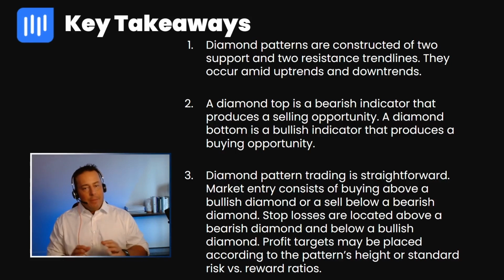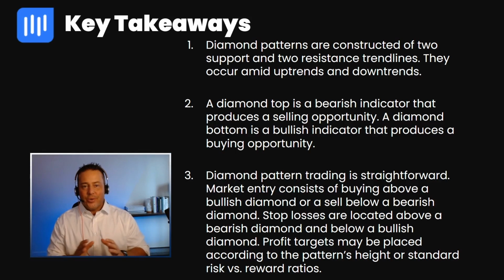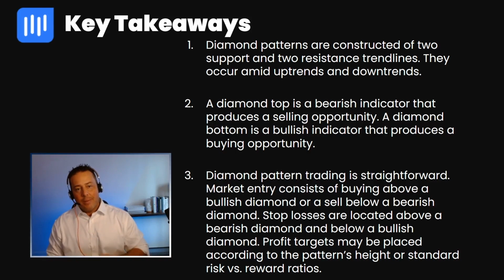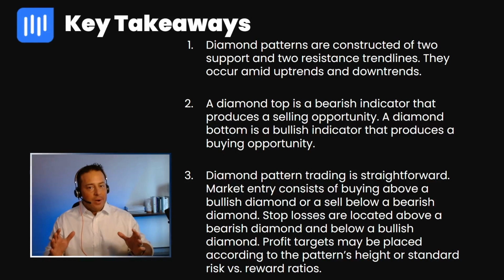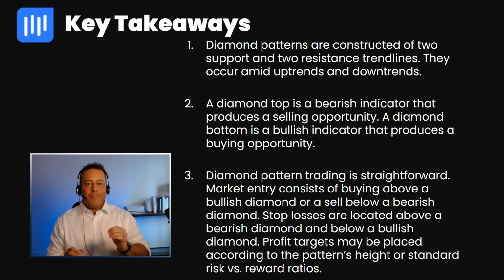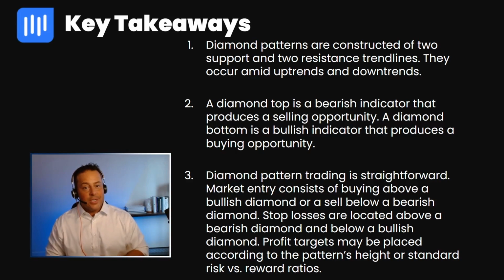Number three, diamond pattern trading is straightforward. Market entry consists of buying above a bullish diamond or selling below a bearish diamond. Stop losses are located above a bearish diamond and below a bullish diamond. Profit targets may be placed according to the pattern's height or standard risk versus reward ratios.